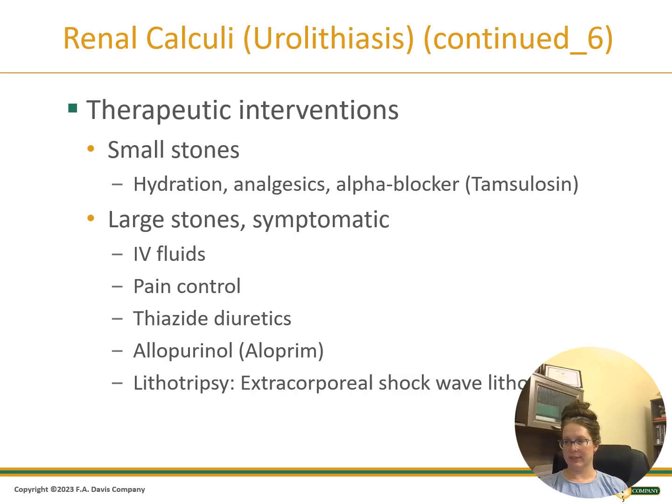Therapeutic interventions: if it's a small stone, we're going to hope that it's going to pass spontaneously. Management is going to include hydration, analgesics if needed for pain relief, and then you can use an alpha blocker, something like tamsulosin. That's going to relax your ureteral smooth muscle and let that stone pass on out.